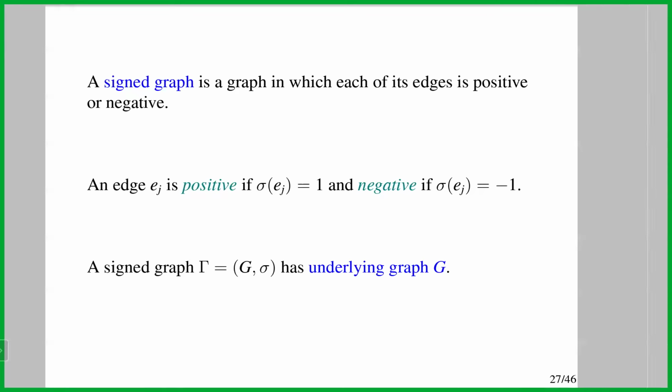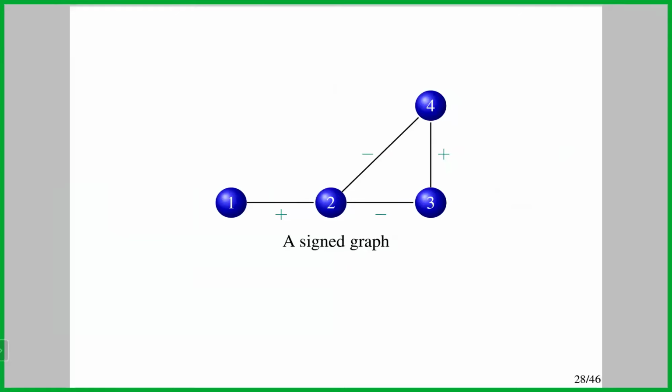I'll give you a quick example. Look at this graph. This is a sign graph. It's just a graph, but now we have said which edges are positive and which edges are negative. We can see that the 1,2 edge is positive, 2,3 is negative, 2,4 is negative, and the 3,4 edge is positive. So we assign signs to these edges. This is an example of a sign graph.